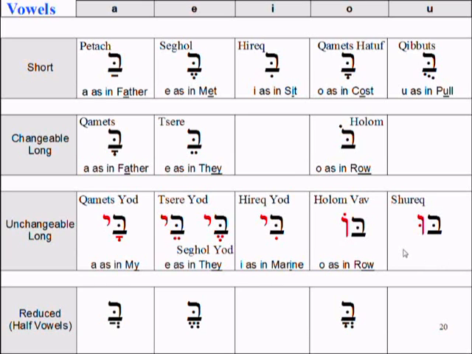And we have a shurik, which is the same sort of deal as the kibbutz up here. So it's a vav with a dot in the middle of it. And that's often an oo sound as in rule. So this is boo. So you'll see this over and over again in every word. You'll see all these vowels. So you need to start committing those to memory.